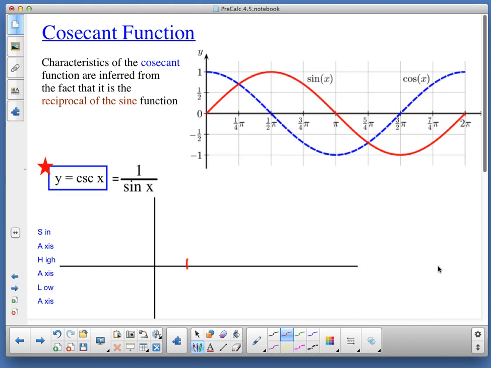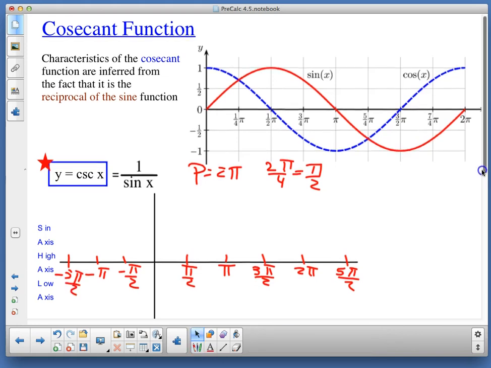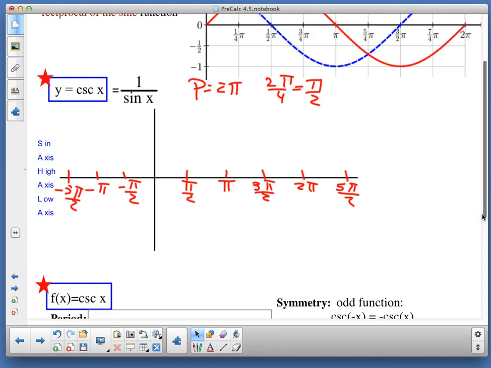Okay, so same idea. I got my key points. I'm going to be graphing roughly. Remember, cosecant goes from 0 to 2 pi for its period. So I have a period of 2 pi. I'm going to split that 2 pi into 4 equal parts that are pi over 2 apart. So I've got pi over 2, pi, 3 pi over 2, 2 pi, and 5 pi over 2. And I'm going to go back, negative pi over 2, negative pi, and negative 3 pi over 2. Now, part of this graphing is for me to be able to see where my sine is 0.